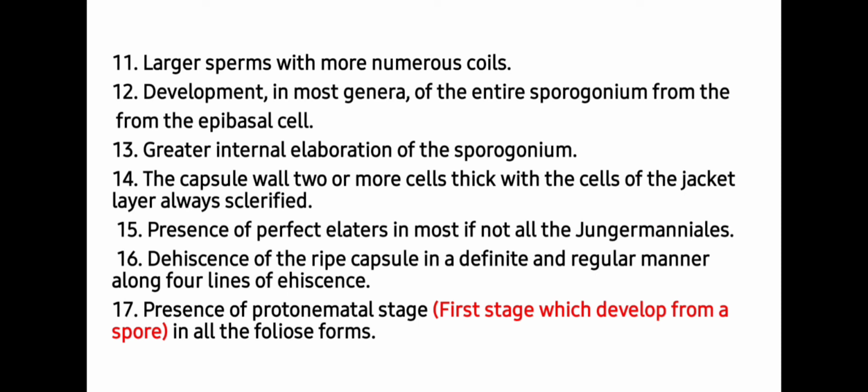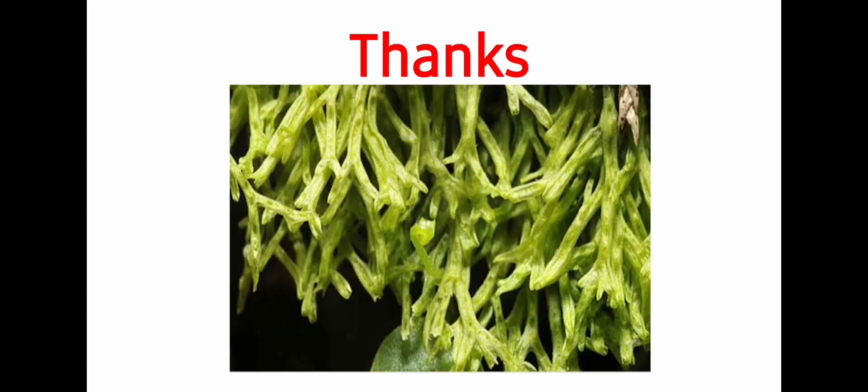And at the same time dehiscence of the ripe capsule is in definite and regular manner along the four lines of dehiscence through the valves. Presence of protonemal stage. Protonema is the first stage which develops from spore in all the foliose forms. So students, these are the points of difference between Jungermanniales and Marchantiales. I hope you understood this video. Thank you for listening.